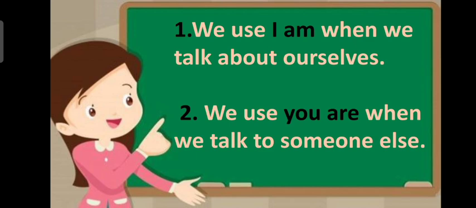Okay. Children, we use I am when we talk about ourselves. जब हम अपने लिए बात करते हैं तो हम I am का यूज़ करते हैं. एंड जब हम अपनी चीज़ में पोजेशन दिखाते हैं तो उसके लिए हम my का यूज़ करते हैं. एग्जाम्पल, I am Diksha. Okay? I am a girl. My name is Diksha.